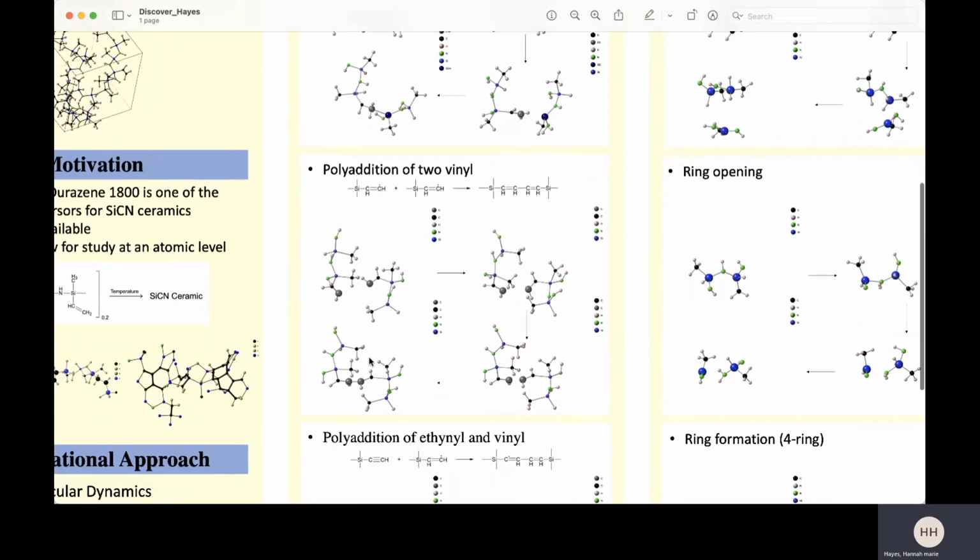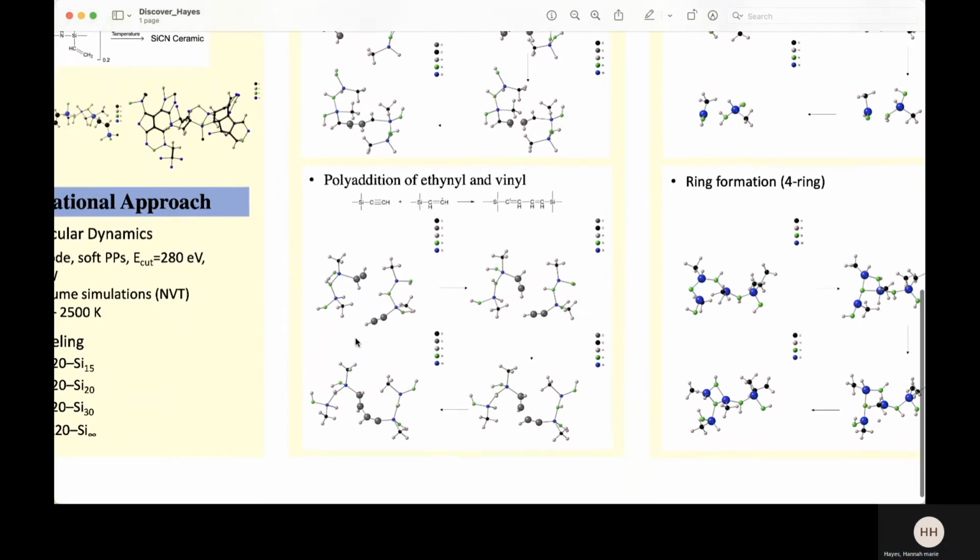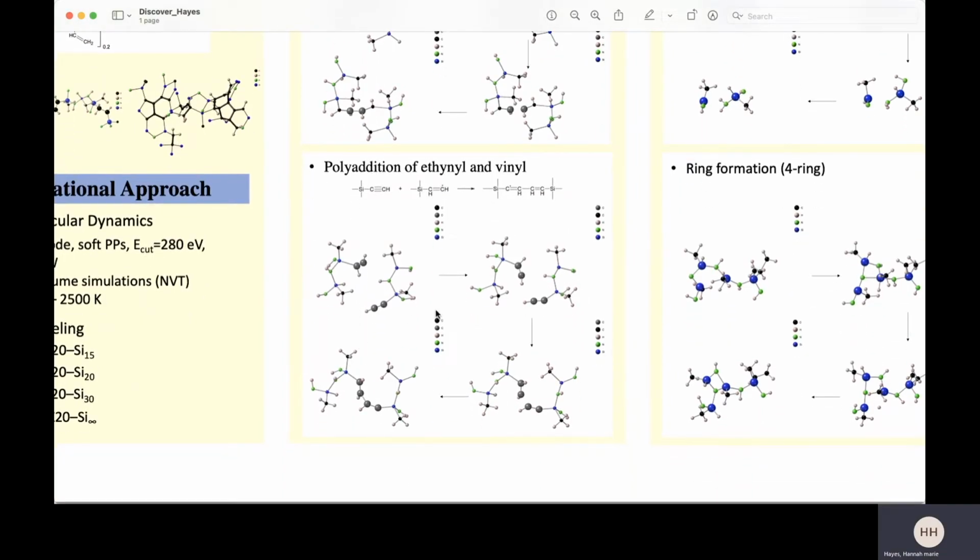The next reaction seen is this polyaddition reaction between two vinyl groups. As these radicals move closer together, you can see that this linkage is formed. The last reaction typically seen in these cross-linking reactions is a polyaddition between an ethynyl and a vinyl group. This ethynyl group is formed by a proton migration in an earlier step, but it's not shown here for simplification. As this triple bonded ethynyl group moves closer to this vinyl group, the linkage is formed.